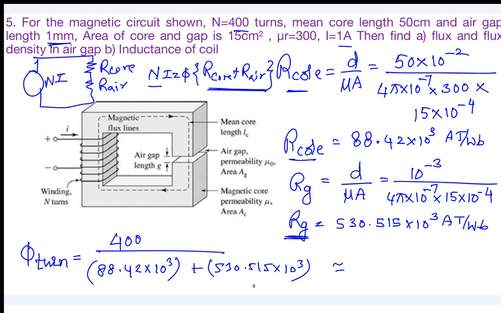0.6463 into 10 power minus 3 webers. Good. So once you know the flux per each turn, you can calculate the flux density.